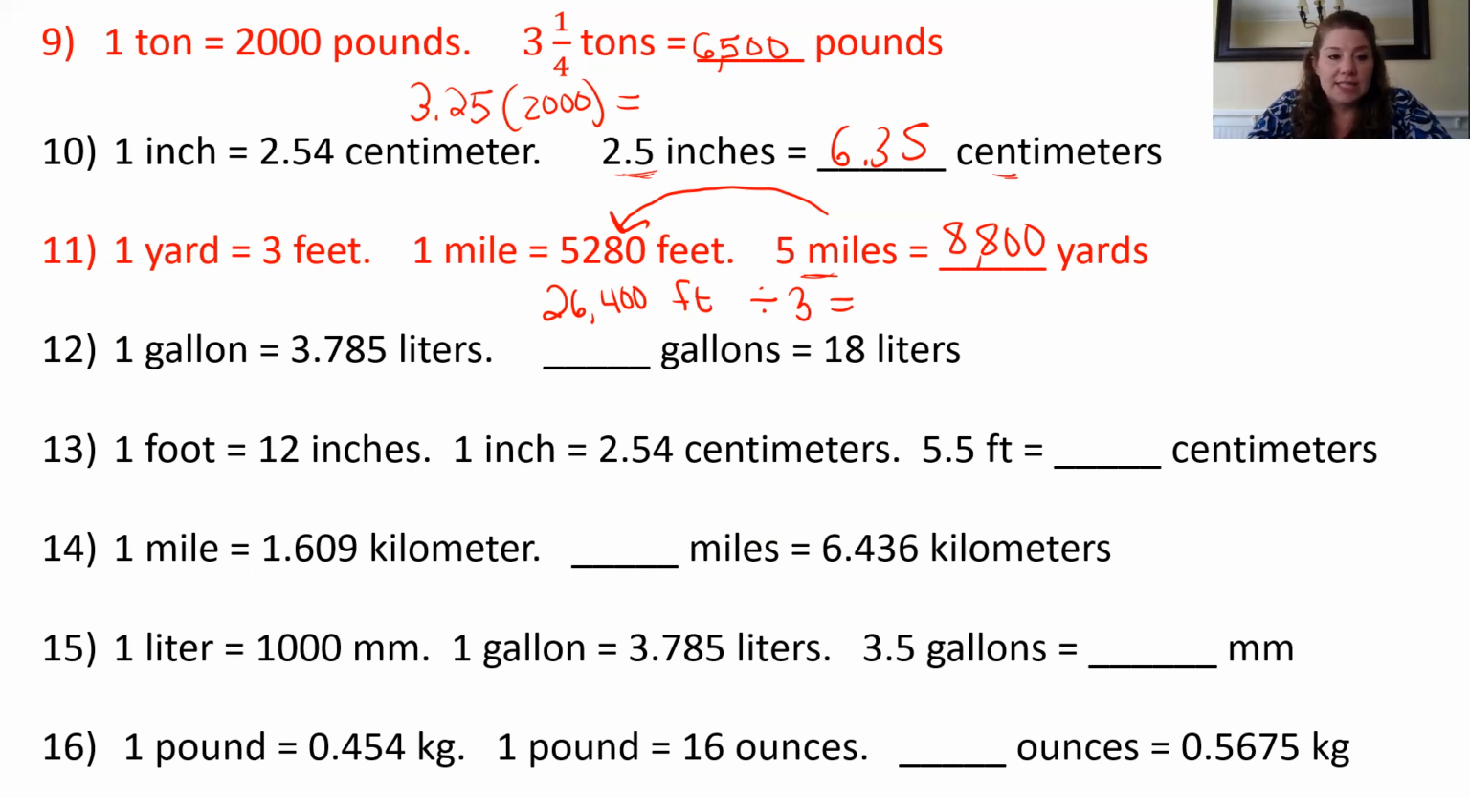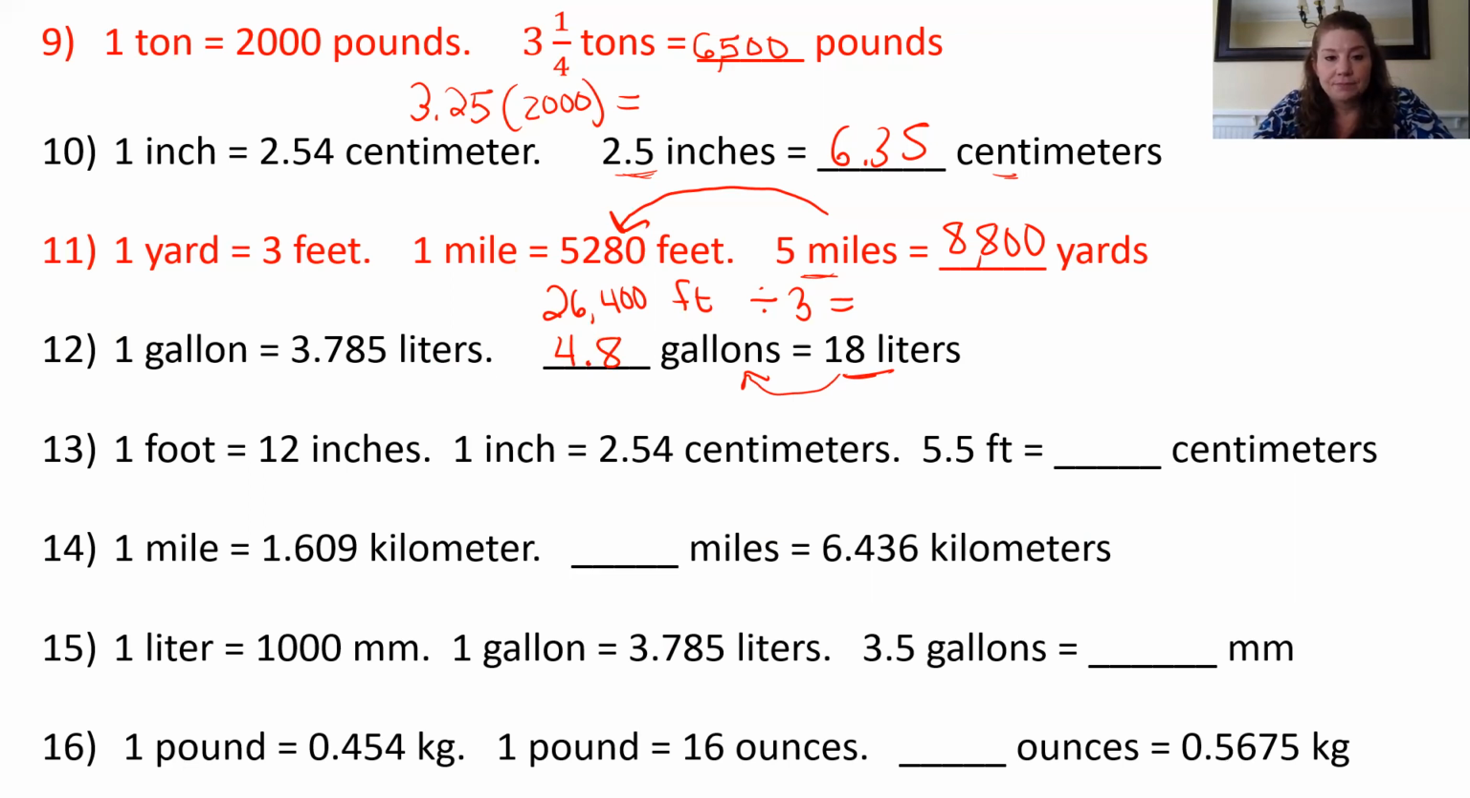All right, so let's look at number 12. 1 gallon is 3.785 liters. What if I have 18 liters? How do I go back to gallons? Well, I'm going to divide 18 by 3.785, and I get about 4.8 gallons.